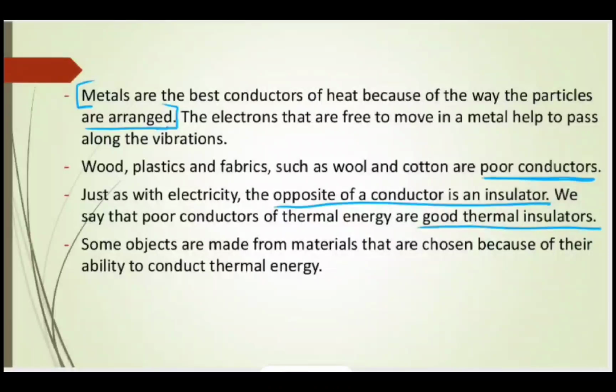Some objects are made from materials that are chosen because of their ability to conduct thermal energy. If I want to make a frying pan, I'll choose a metal because I want whatever food I keep on it to heat up and cook fast, rather than having a pan made of wood. It will get heated up, but it will not easily transfer the heat to the substance that it is touching. Hope you've understood conduction.